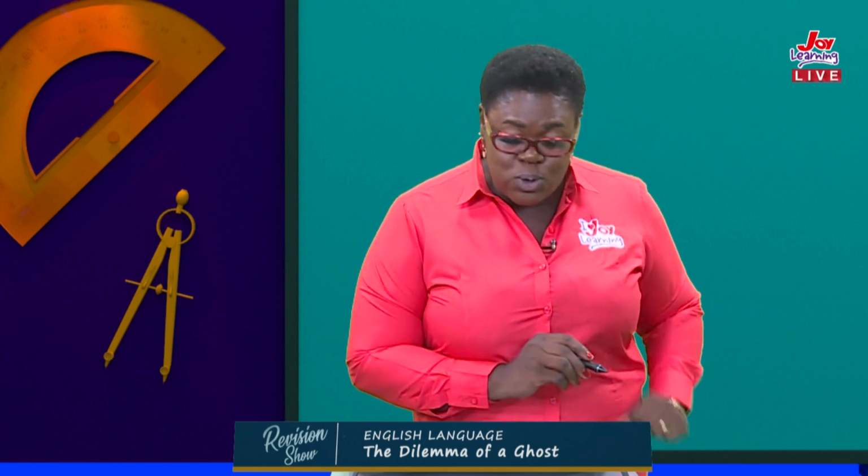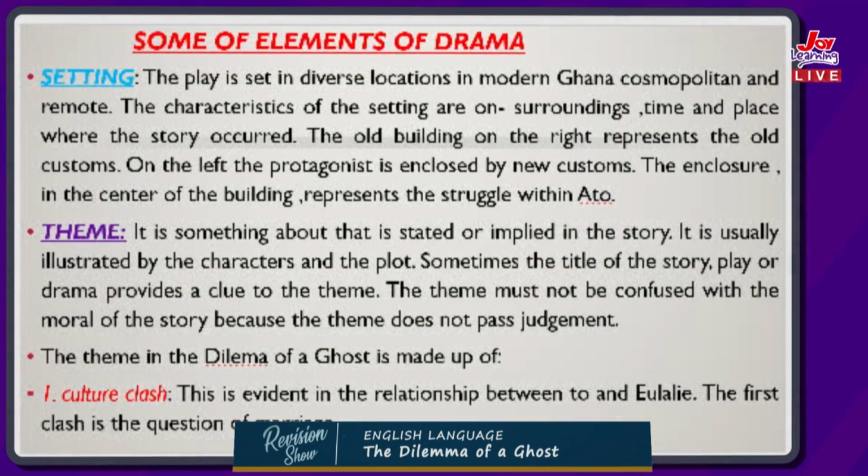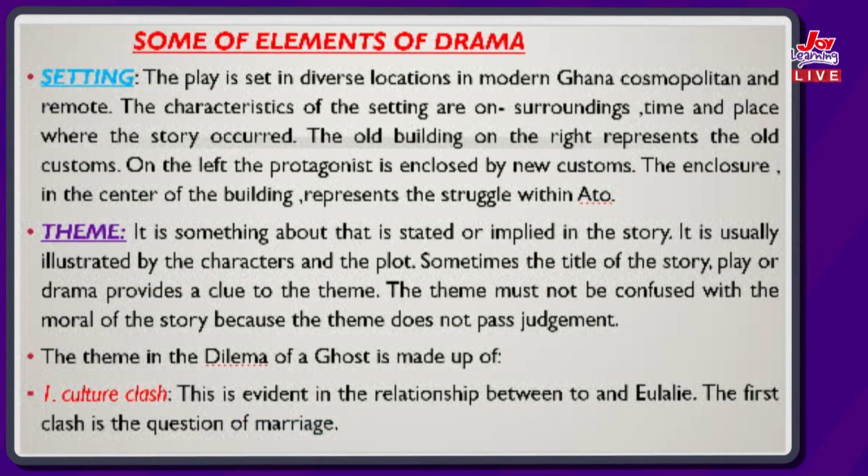So we move on to some elements of drama. Now, the first one we have is setting. That is, the play is set in diverse locations in modern Ghana, cosmopolitan and remote. The characteristics of the setting are the surroundings, that is the time and place where the story occurred. The old building on the right represents the old customs. On the left, the protagonist is enclosed by new customs. The enclosure in the center of the building represents the struggle within Atto.